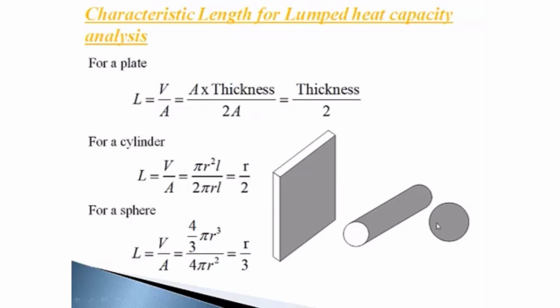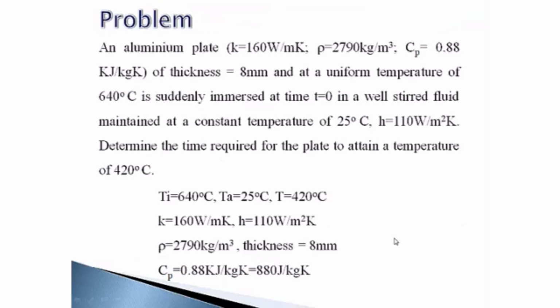And for a sphere, the volume is 4 by 3 pi r cube and the surface area is 4 pi r square. So 4 pi r square cancels. You will get r here and divided by 3, so r by 3. So we have seen that the characteristic length for a plate is given by thickness by 2, for a cylinder it is radius by 2, and for a sphere it is radius by 3. Now we will work out an example problem.